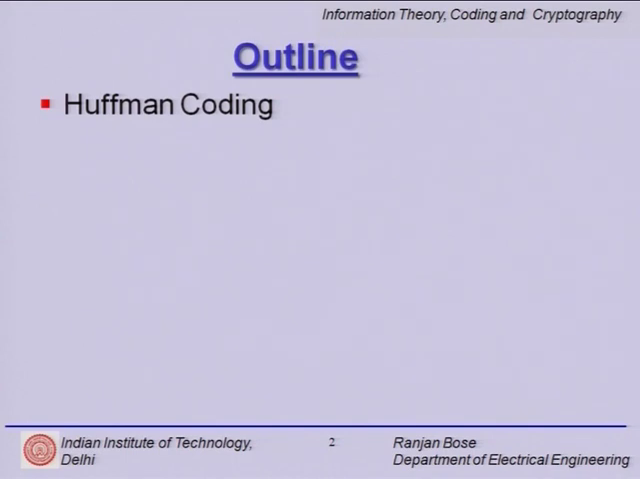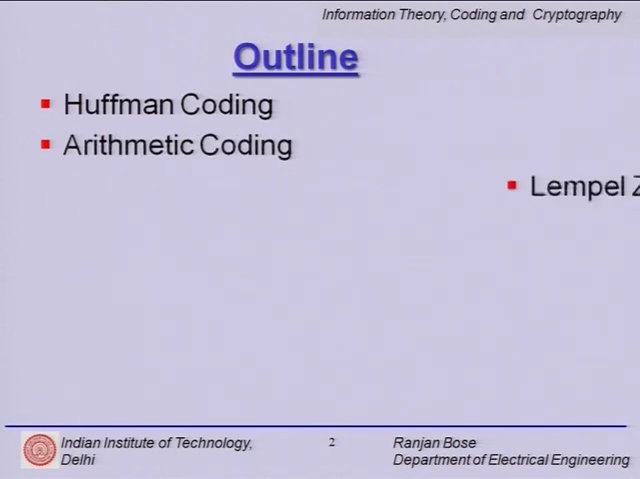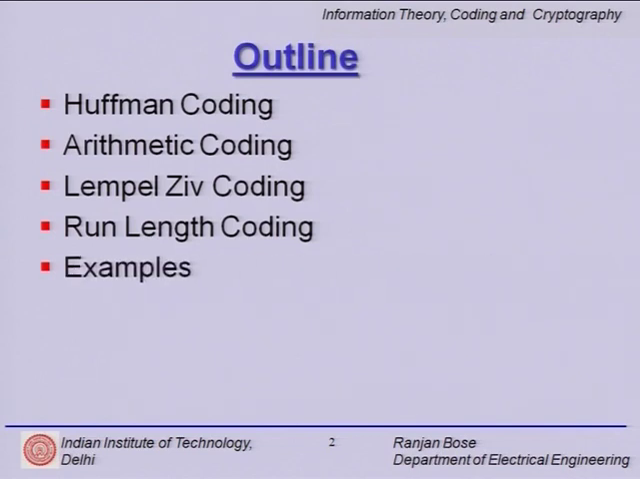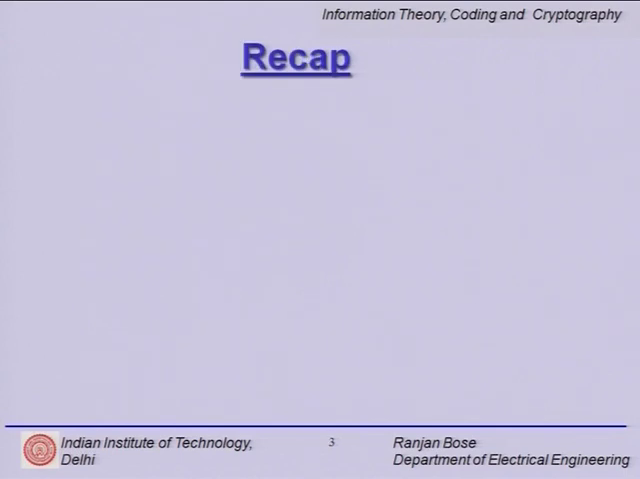We do a brief recap on Huffman coding, which we studied in the previous lecture. Then we will look at something called arithmetic coding, followed by Lempel Ziv coding, and then do something called run length coding. So these all are source coding algorithms, and we would definitely look at some examples. So that is the agenda for the day.